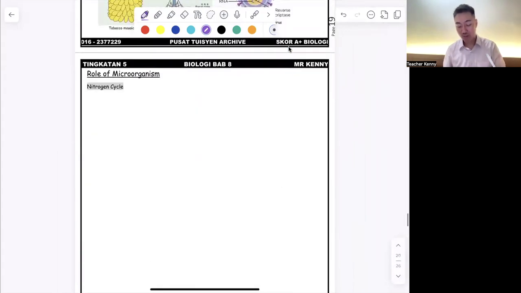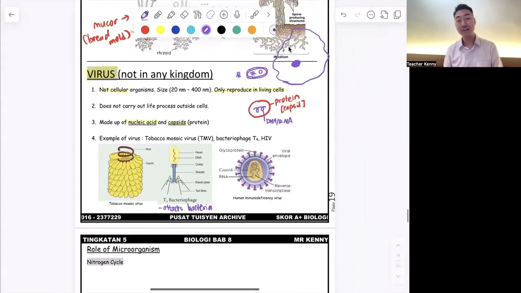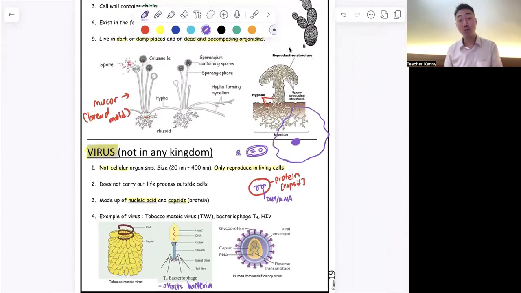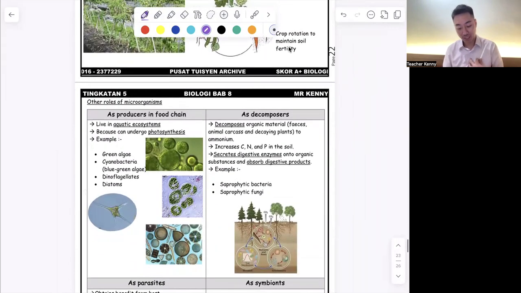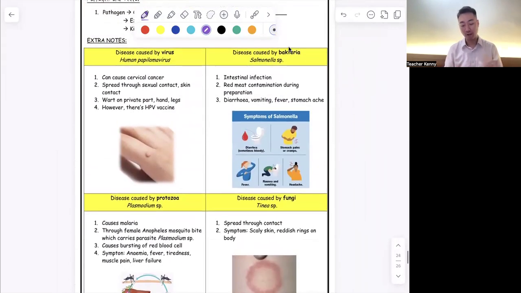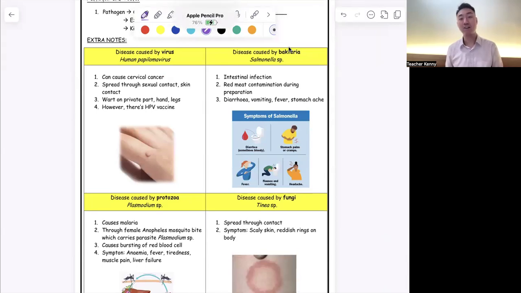Now, just to let you know what we're going to learn next week, we're going to learn how these microorganisms are good and bad. So we're going to look at the good things of how microorganisms help us, and also how microorganisms can harm us. Yeah, and then that's all. Very simple study of microbiome.